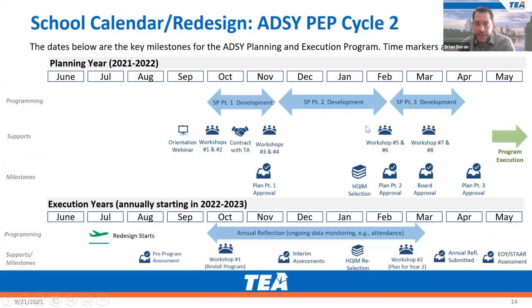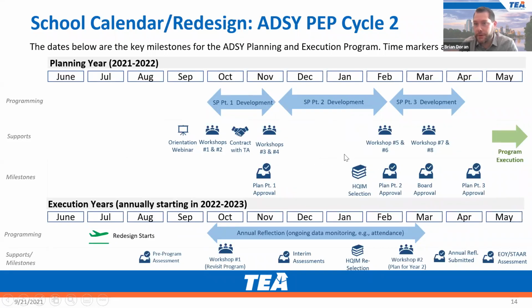All right, so this is ADZ PEP in a nutshell. This is essentially the planning process and then the execution process that you'll be going through as part of Decision 7. It is a robust process. It is intended to be something that hopefully uncovers most, if not all, of the pieces that you need to plan for in order to implement a full year redesign utilizing ADZ funding.